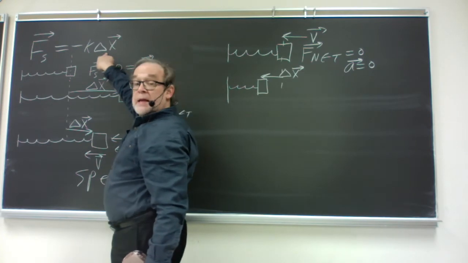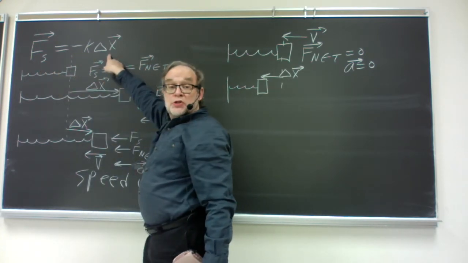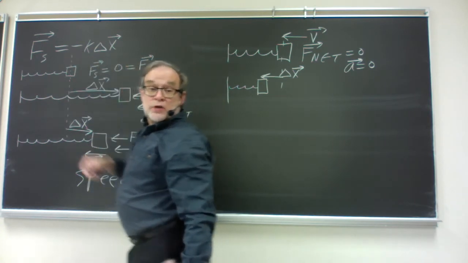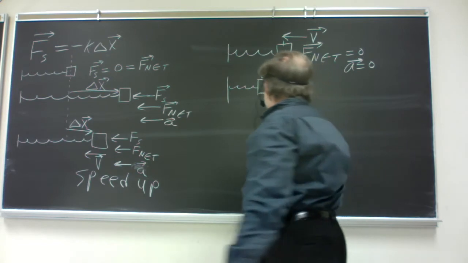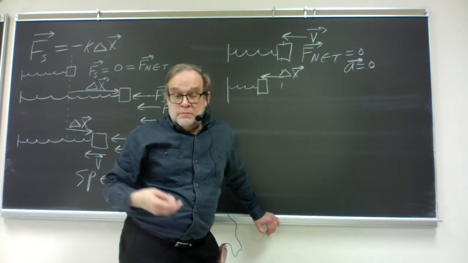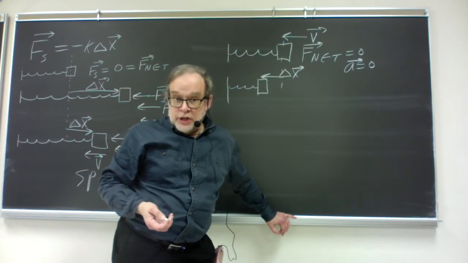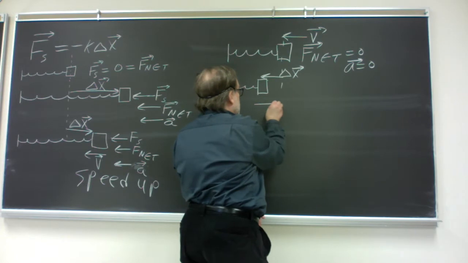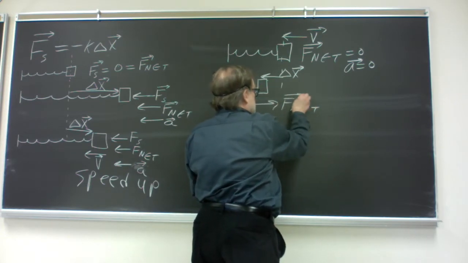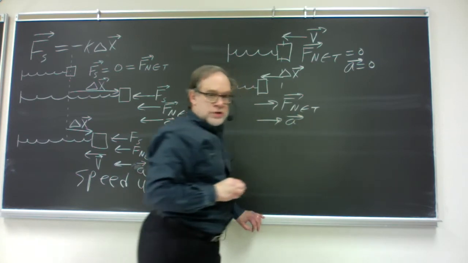Right? That's not 0, so that's not 0. And this displacement was to the left, so the spring force must point in the opposite direction. The spring force pushes to the right. That spring force, remember, is what amounts to the net force on the mass in this particular case. So net force to the right, acceleration always points in the same direction as net force.